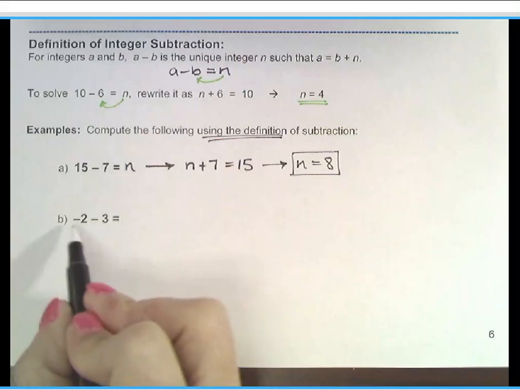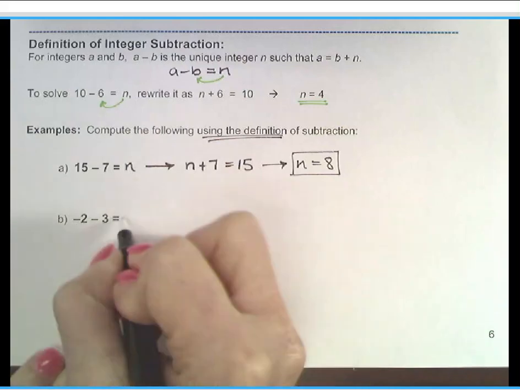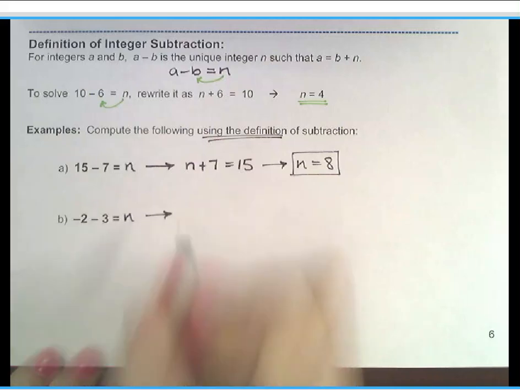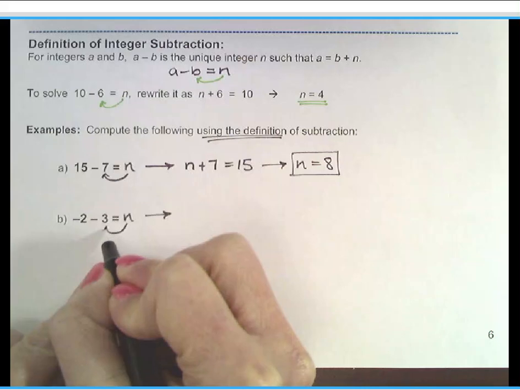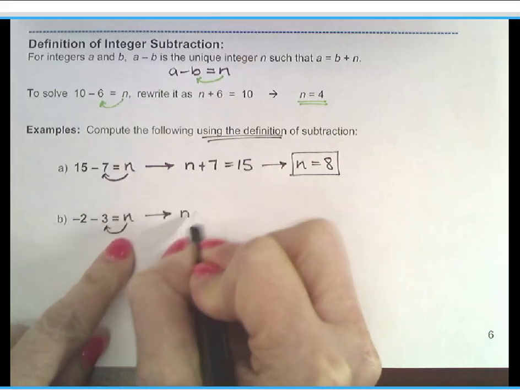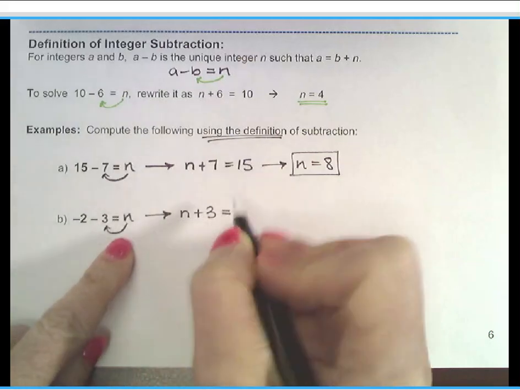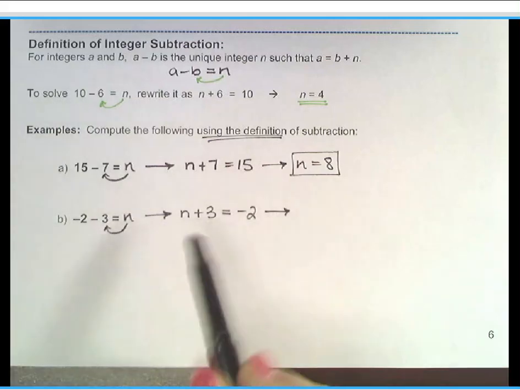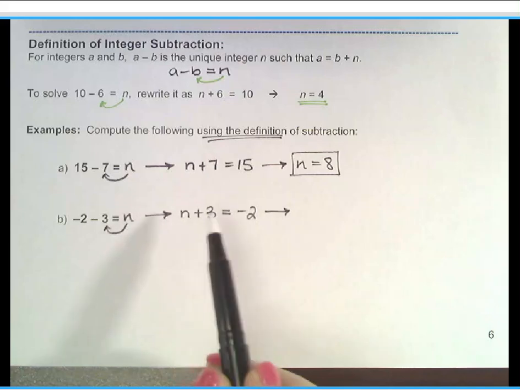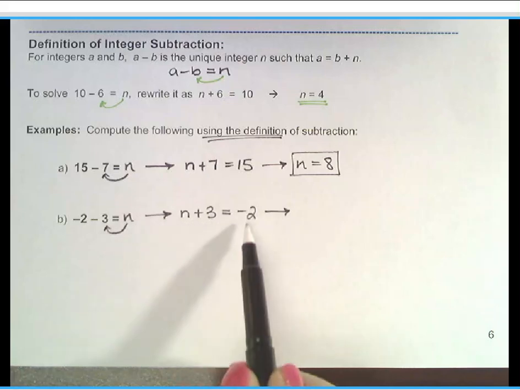How about this one? Negative 2 minus 3. It's going to be equal to something. So like we did with the last one, we're going to do this one backwards. We're going to say n plus 3 equals negative 2. Now here's where it gets a little sticky. You have to think about what would you add to 3 to drop it down to negative 2?